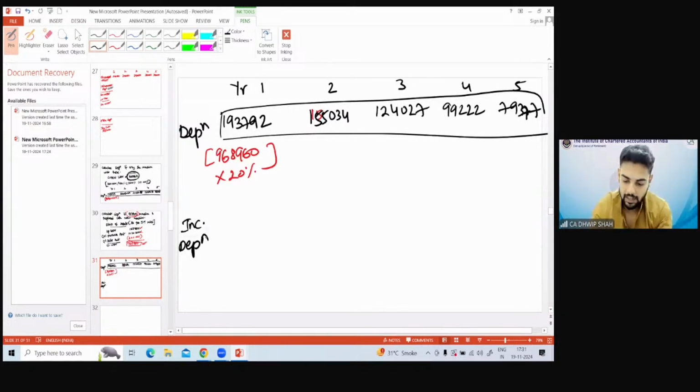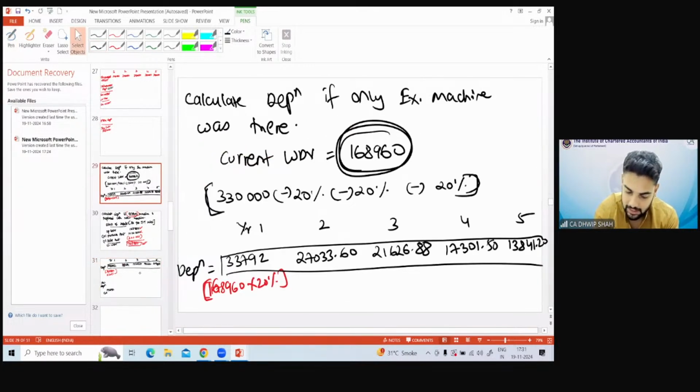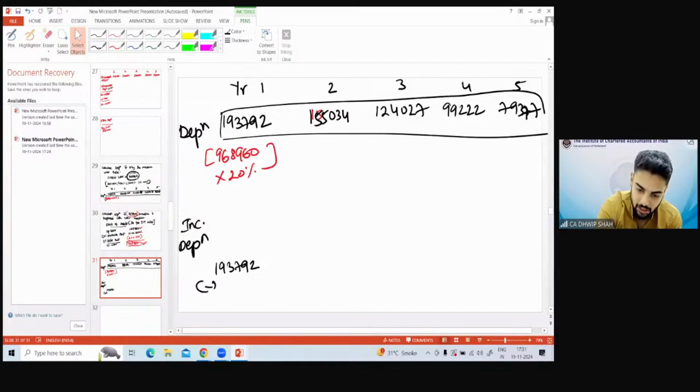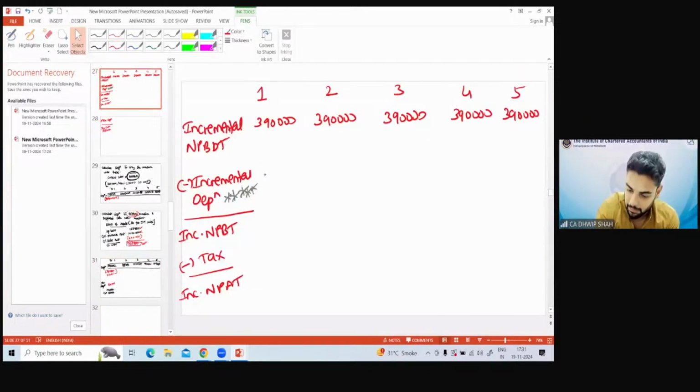So incremental depreciation for year 1 would be 193,792 minus 33,792. Yes or no? Minus 33,792. 193,792 minus 33,792, which comes to 160 for year 1. And this we will subtract from incremental NPBDT. Hope everyone understood this.